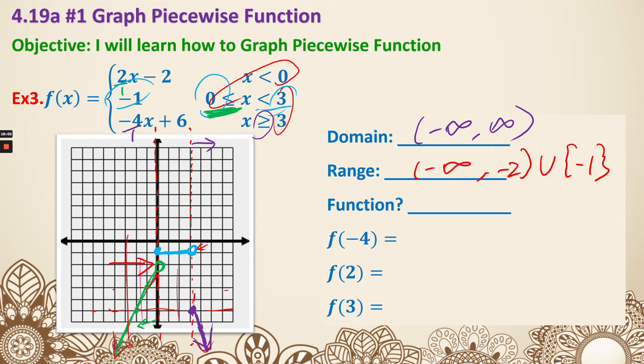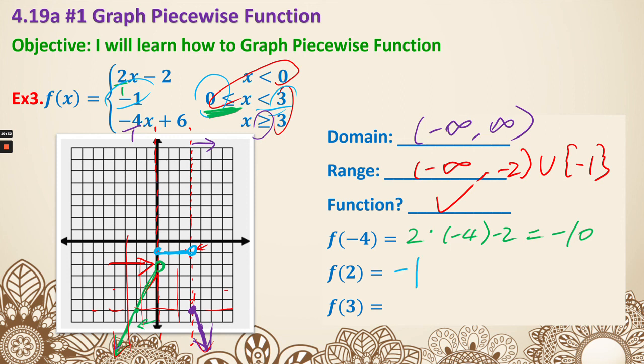Well, if you draw a vertical line, again, you only hit one point, even for these two, the open circle and closed circle, you're still just hitting one solid dot. So it is a function. f of negative 4, and negative 4 is less than 0, so I'm going to use the first function, 2 times negative 4 minus 2. That is negative 8 minus 2, negative 10. And when it is 2, well, it's between 0 and 3, so f of 2 is negative 1.